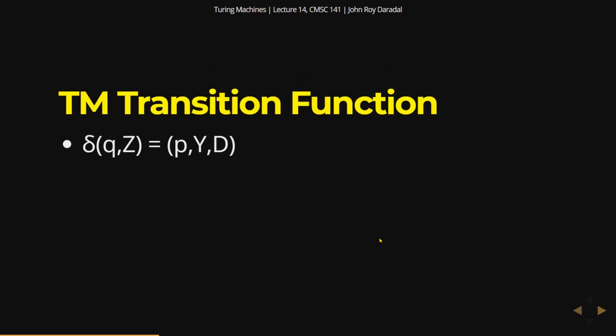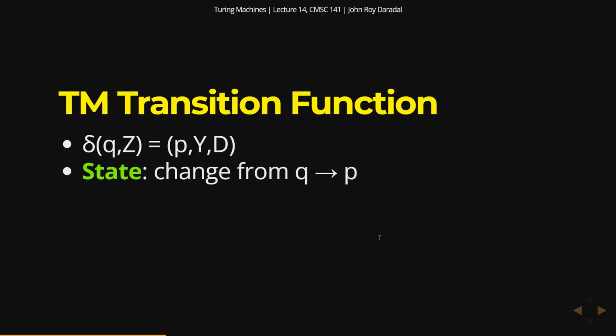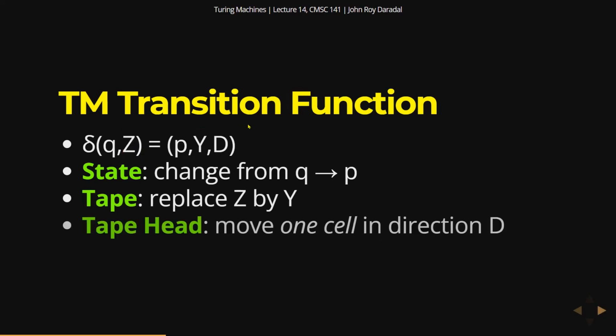So all in all, for the state, you change from q to p, as I mentioned. And then on the tape, you replace z by y. And then the tape head will move one cell in the direction of D. So it's either left or right. Those are the three things that you can do in one transition. You can change the state, you can replace the tape symbol, and then you can move the tape head.